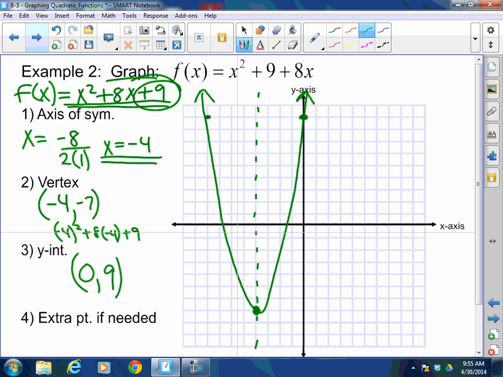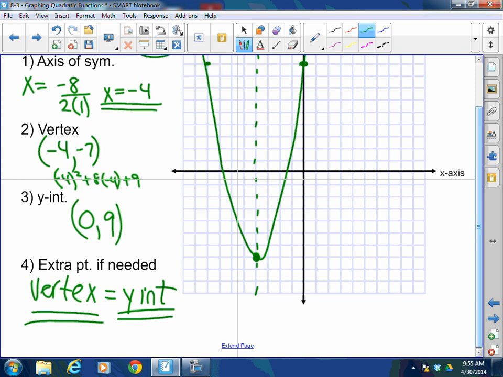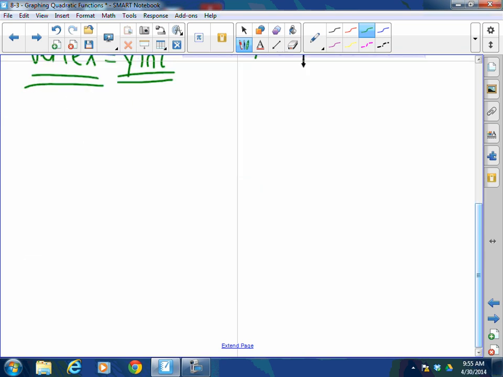So again, when is the extra point needed, Mr. Morrow? When the vertex equals the y-intercept. That's the only time you would have to do that. In fact, let me do one right now. Let's say I tell you graph y equals 3x squared minus 6.